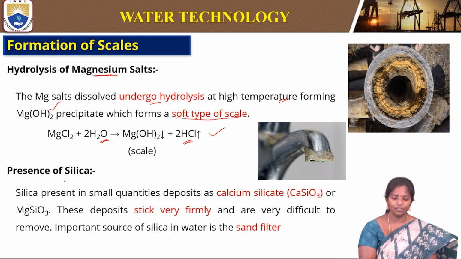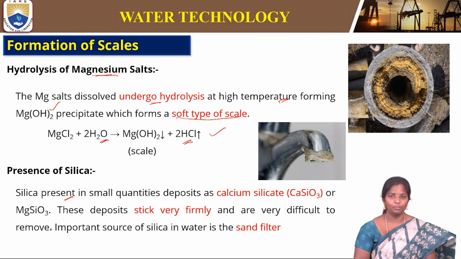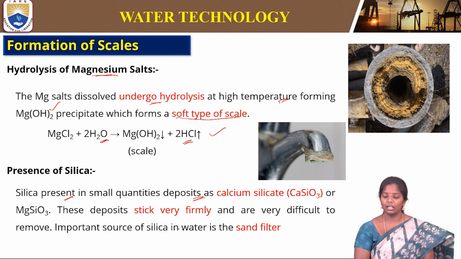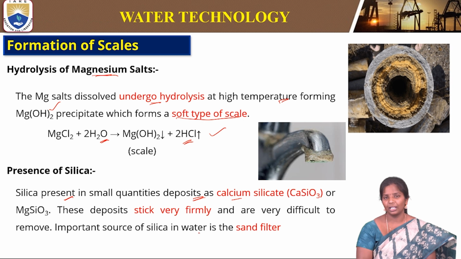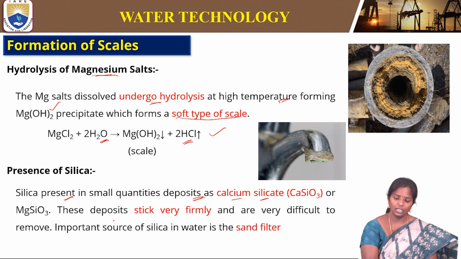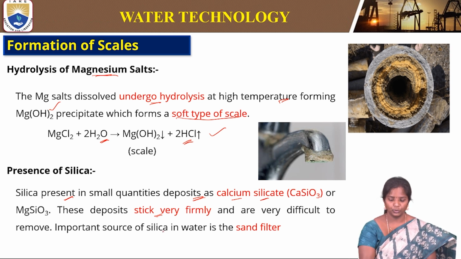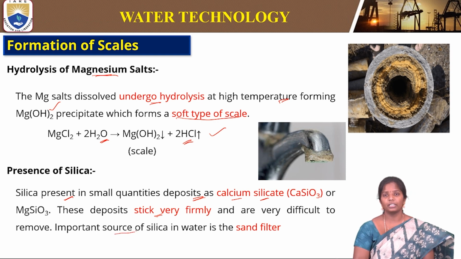In the presence of silica, another small impurity that may be present in the water, small quantities deposit as calcium silicate. So if we have calcium already in water, and if there is silica, it forms calcium silicate or magnesium silicate. These deposits stick very firmly, and silicates are very difficult to remove. The important source of silica in water is generally the sand filter.